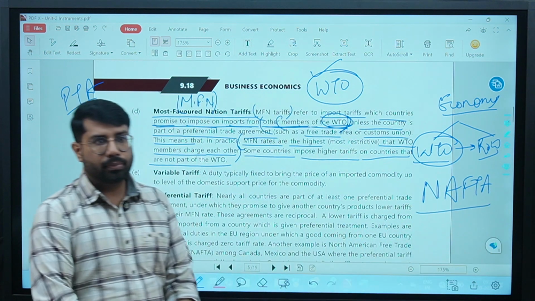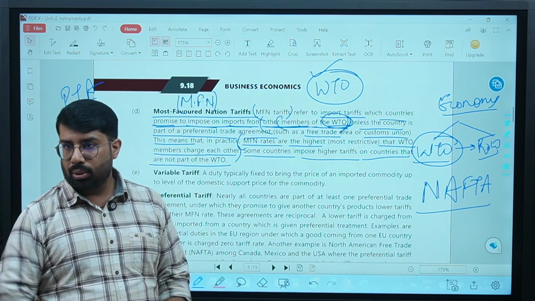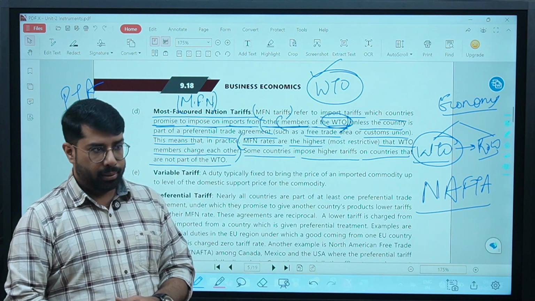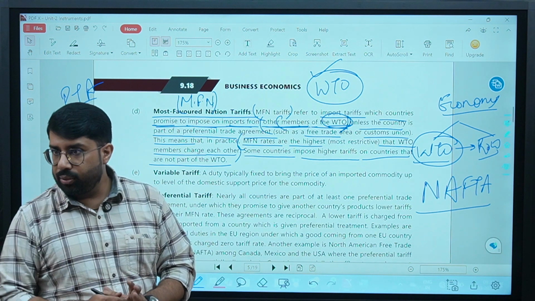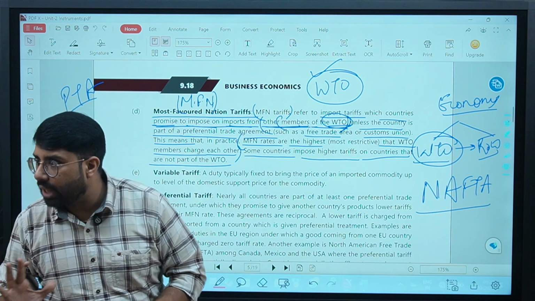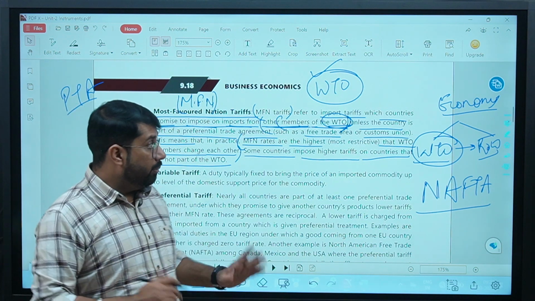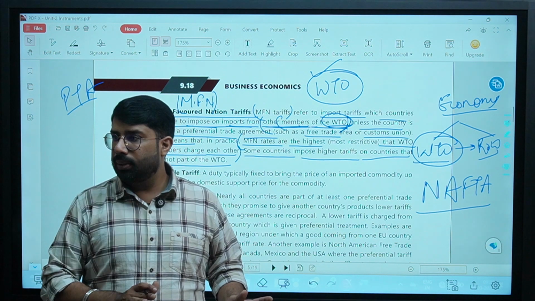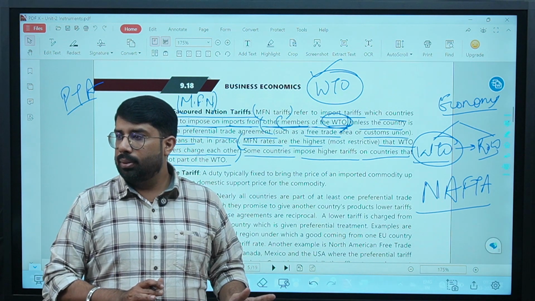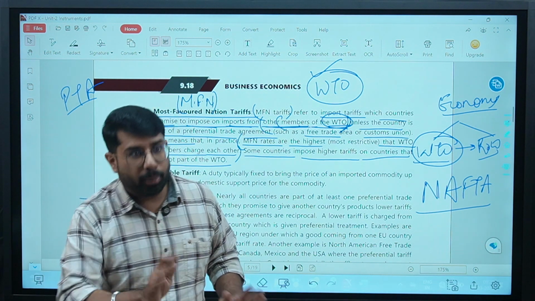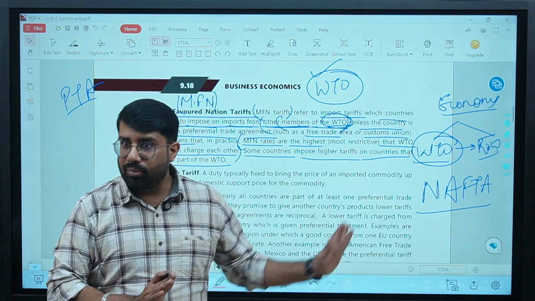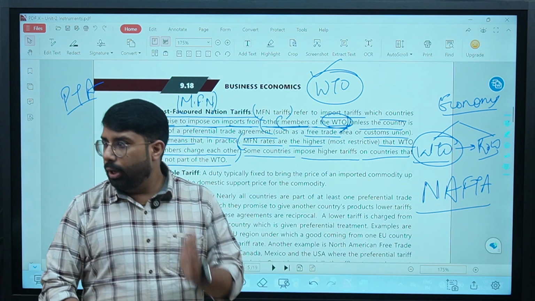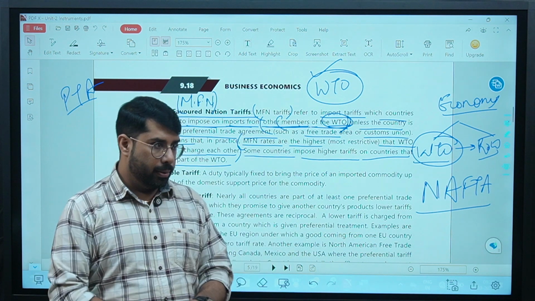NAFTA. North America Free Trade Agreement. Listen to me carefully. I'm trying to give you one practical example. In fact, if you want, I can give you one more practical example. Don't worry. NAFTA, North America, repeat with me. North America Free Trade Agreement.